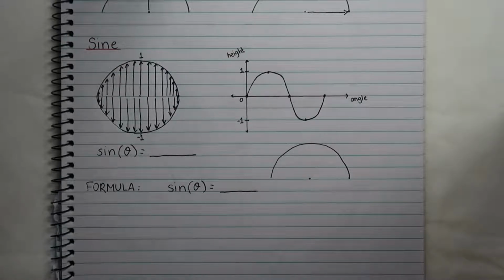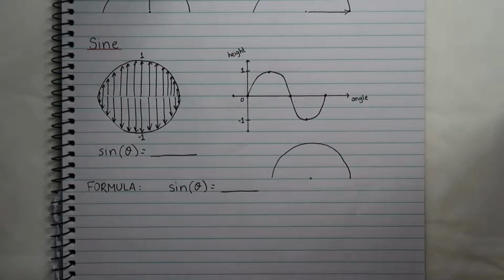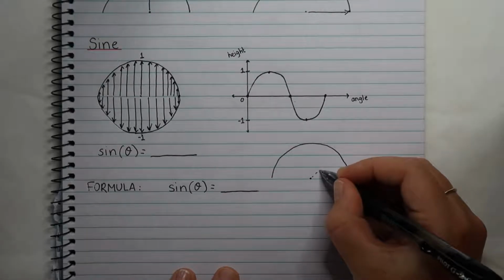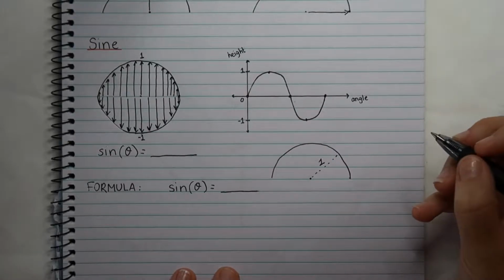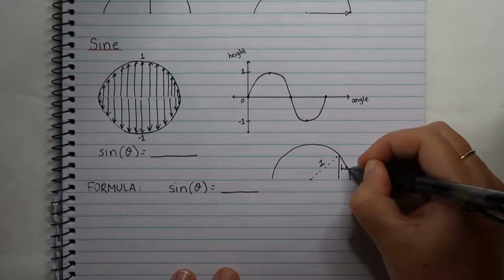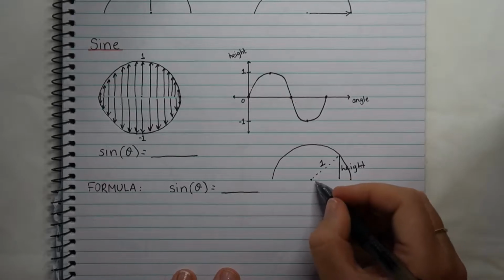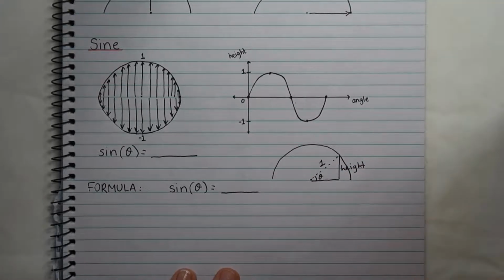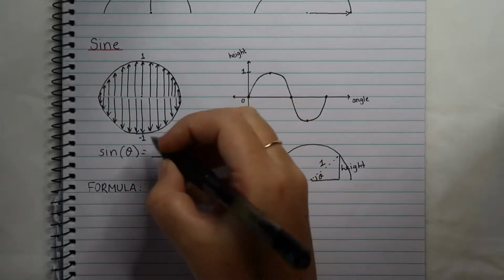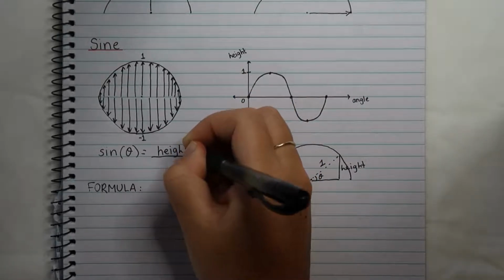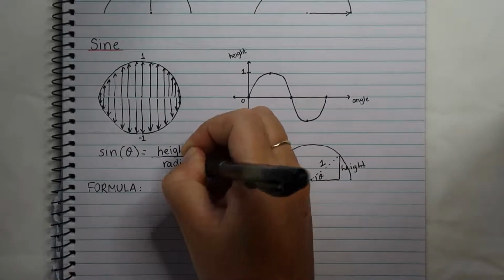So how do we compute this percentage of the height of the screen at any angle of theta? What we can do is divide the current value of the height by the maximum value, which is the radius, and in this case, 1. Having a look at this here, we have our radius, which we said is 1. Then we have our height of the screen and our angle theta. So sine theta is equal to the height over the radius, which is 1 in this case.